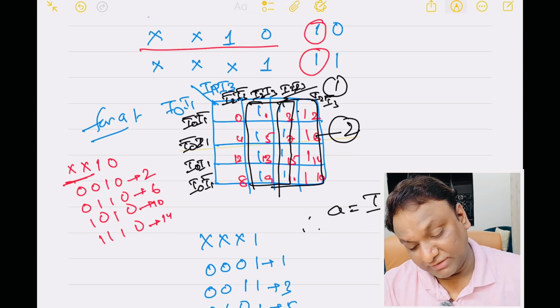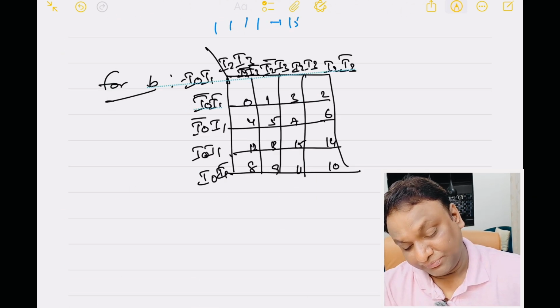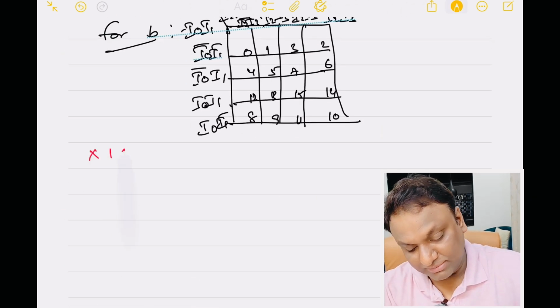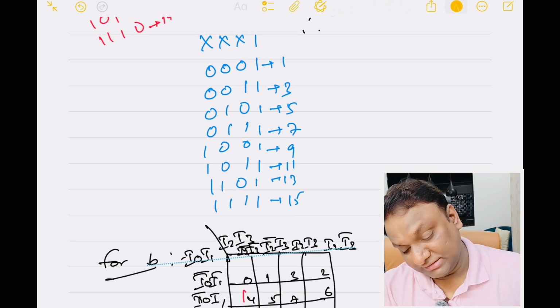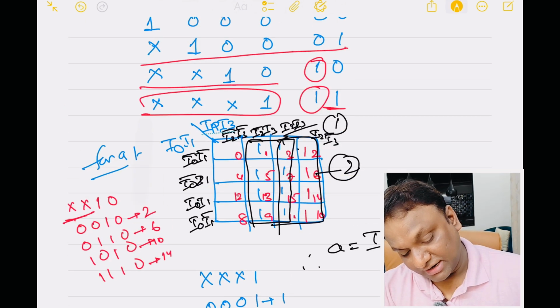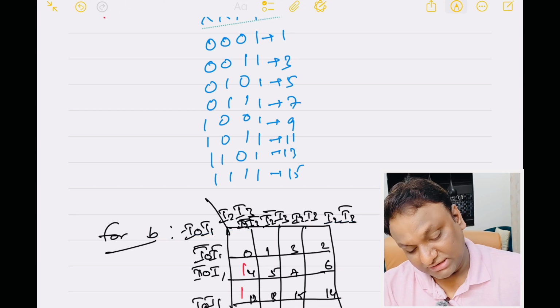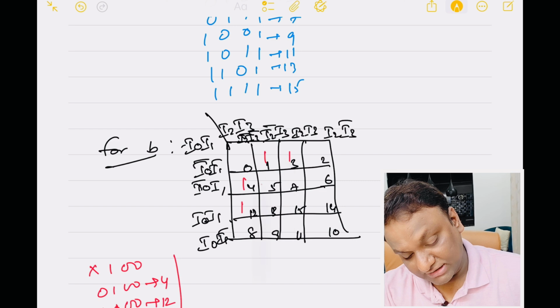Correct. Now we'll try to write the output equation for B. You see here, this is the combination x100. So this is x100, 0100 and 1100. Okay, 0100 is 4. This is 12. This is 4 and this is 12. Correct. And the second one is this one. Again, this combination, I already have the combination here. So it is 1, 3, 5, 7, 9, 11, 13 and 15.